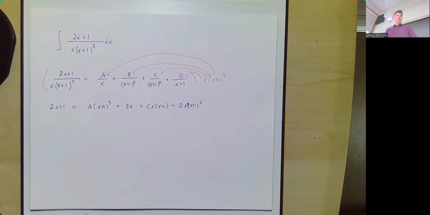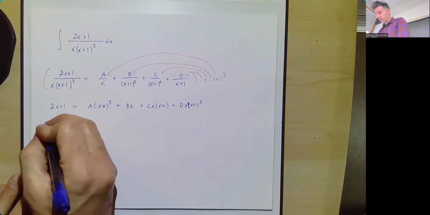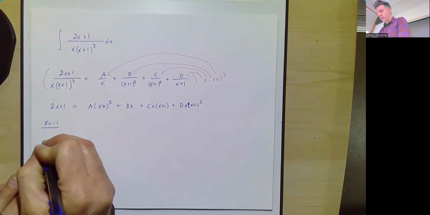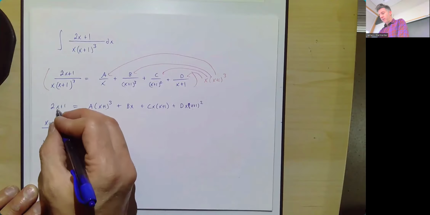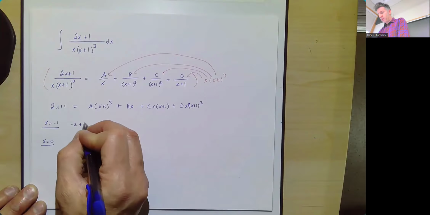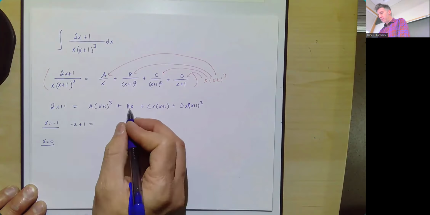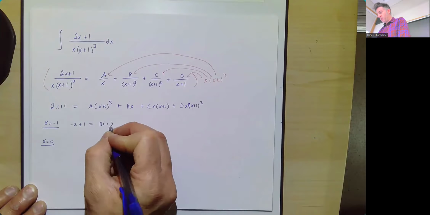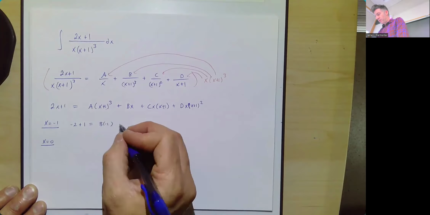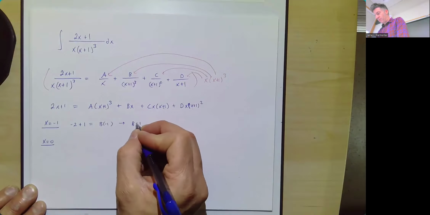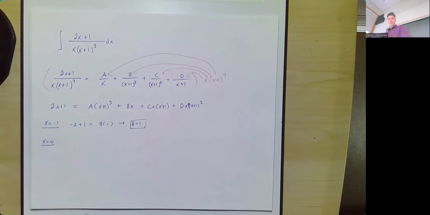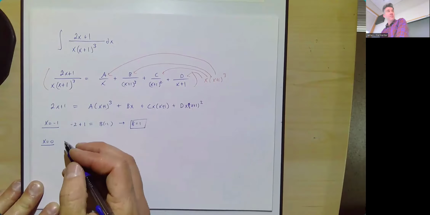As you should always do with the partial fraction decomposition, use your nice values. Use your x equal to -1. Use your x equal to 0. X equal to -1, I'm going to get -2 plus 1 equal to A times 0 plus B times -1 plus C times 0 plus D times 0. I'm going to get -1 equal to -B, so B equals 1. How lovely. I didn't even plan it out, and it came out nice. Hopefully it continues that way.